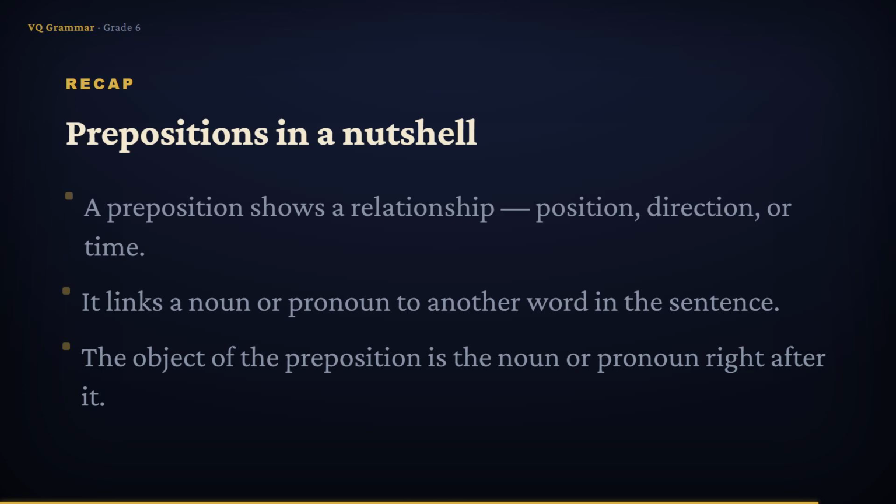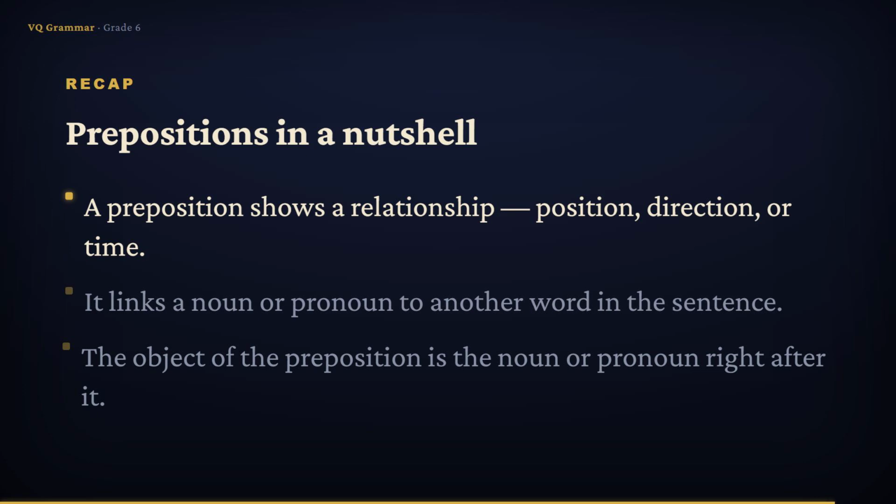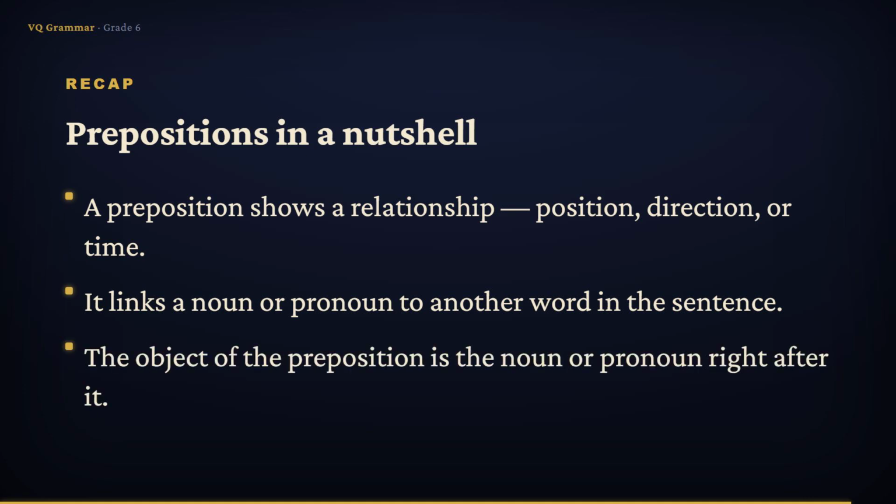Let's wrap up. A preposition is a small word that shows a relationship, where something is, which way it's going, or when it happens. It links a noun or pronoun to another word in the sentence, like under linking the cat to the table. And the object of the preposition is simply the noun or pronoun sitting right after it. Find the little relationship word, then look right after it, and you've got the whole phrase.